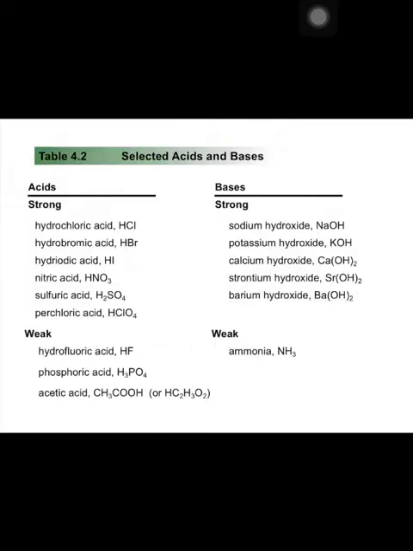So this Table 4.2 is very important. Maybe some of you have heard of it before, but a few may not remember. So you can always refer to this Table 4.2, selected acids and bases. These are a very common list of strong acids and also strong bases. And this is a bit tricky, sometimes some may get mixed up.